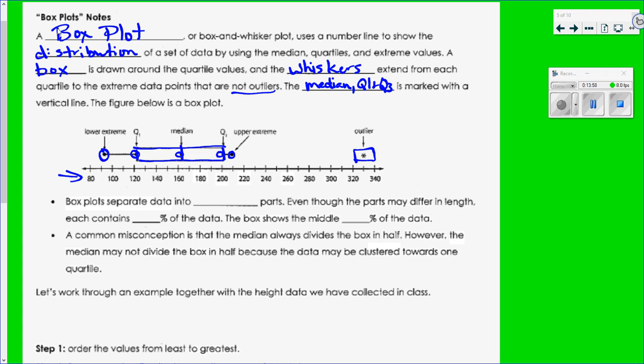Once I've done that, I'm now going to go from the plot at the lower extreme, connect it to the dot at the middle of my box on the left, where I plotted my Q1, and then I'm going to take a line from the Q3 and extend it to the upper extreme.